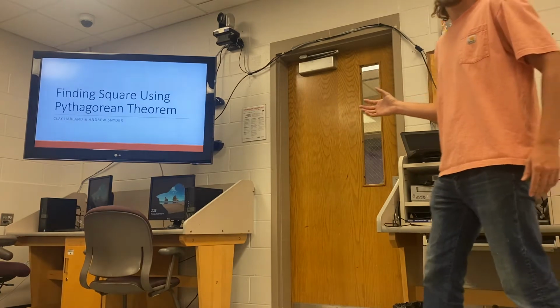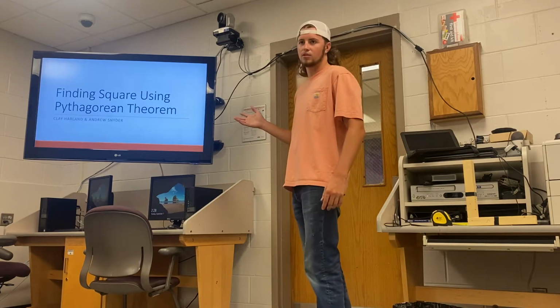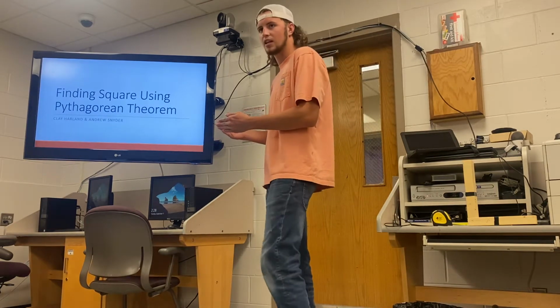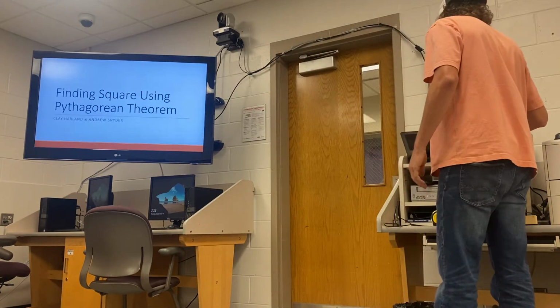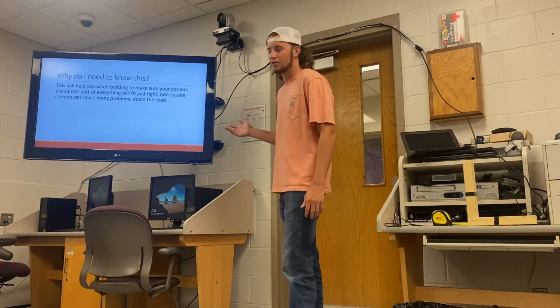Hello students, today for your construction class we're learning how to find square using the Pythagorean theorem, which is basically just making sure your corner is 90 degrees and not too much, not too less. And why do you need to know this? A lot of people ask, so I might as well tell you right off the bat.